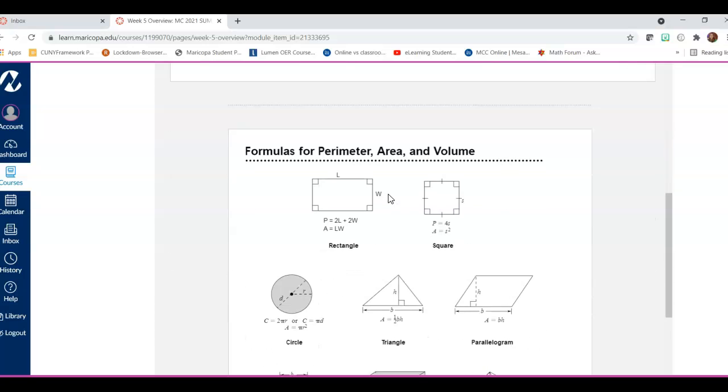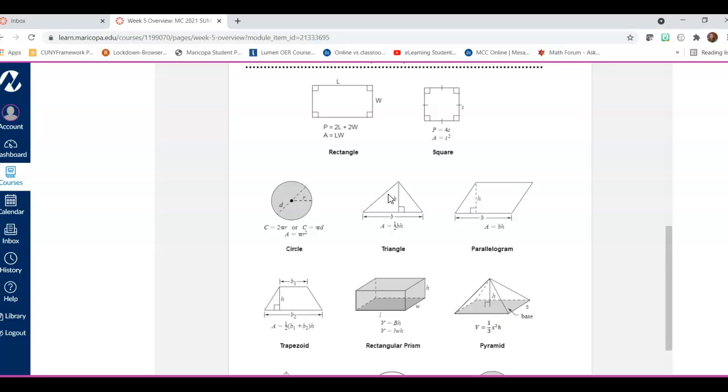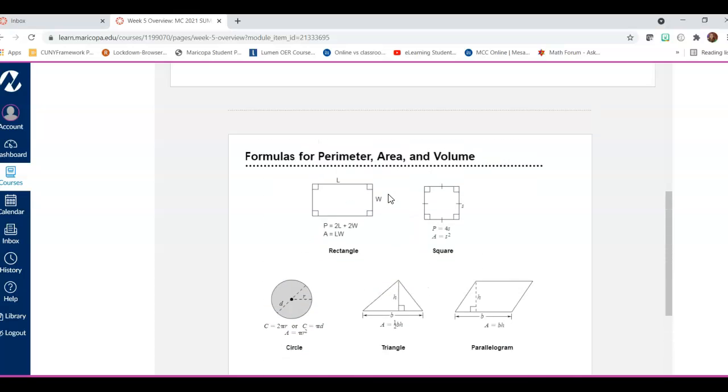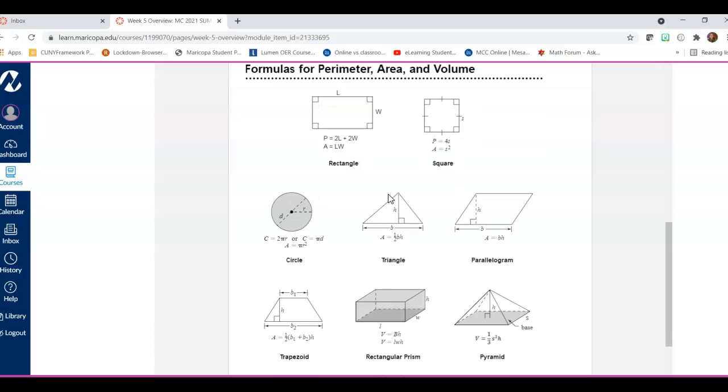And then you'll notice the second page is all the formulas you need for perimeter, area, and volume. So again, you definitely want to have this printed, easy access, printed on a bright pink or bright green or bright yellow piece of paper so you don't lose it, and then you can refer to it as often as you need to. So definitely make sure you get that printed. It will make your homework sessions and your quiz sessions and your exam session go much smoother.